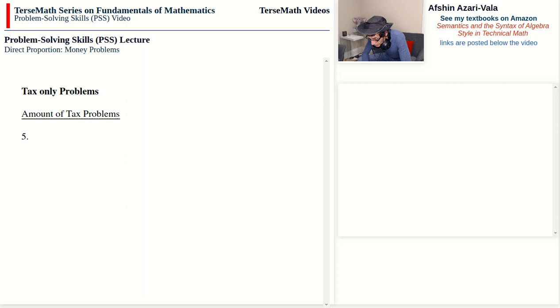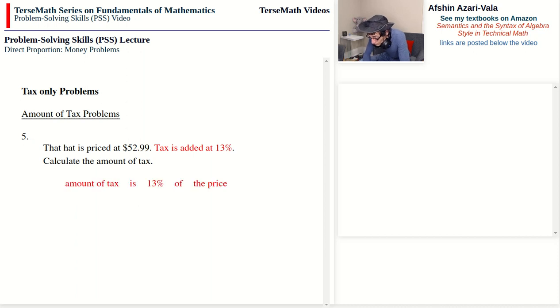So for amount of tax, problem number 5 says that hat is priced at $52.99 and tax is added at 13%, and we want to find the amount of tax. So in this case, tax is added at 13%, or rate of tax is 13%, or any such statement means that amount of tax is 13% of the price. So again, you should train yourselves to think of this sentence when you see something like tax is added at 13%. That amount of tax is 13% of the price, and we get an equation from it.